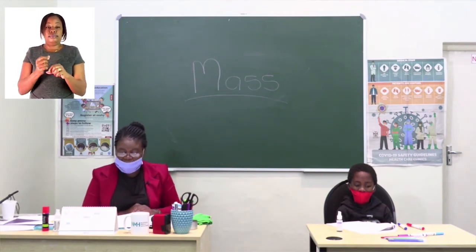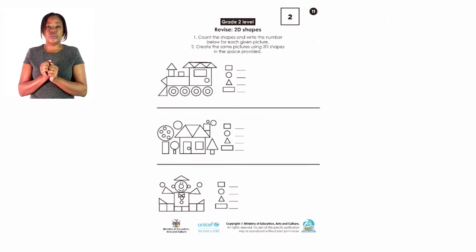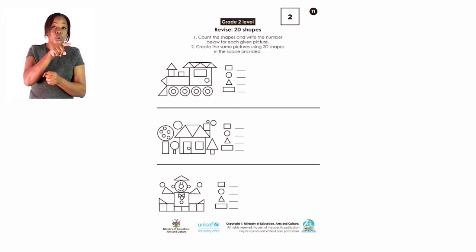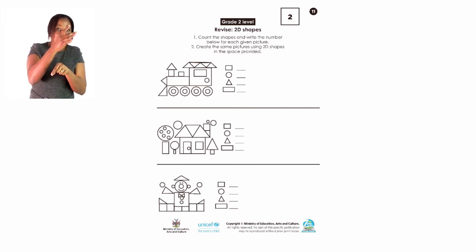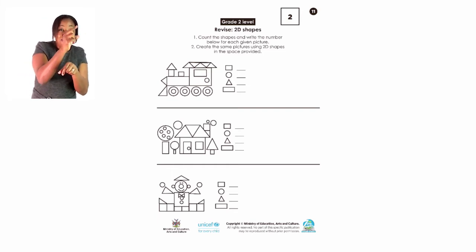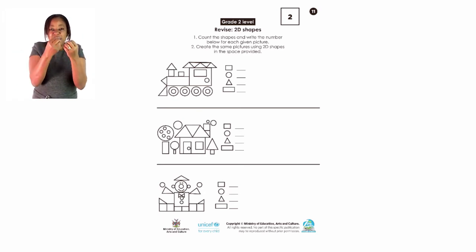So you are going to look at these three different objects which are drawn here. And you are going to count for me the shapes and write the number of the shapes that you see there. The first shape there, it's a square. How many squares do you see on this house? You write the number. The second one is a circle. How many circles do you see there? Write the number. Please count them nicely. And the third one is a triangle. How many triangles do you see there? And the fourth one is a rectangle. How many rectangles do you see there?